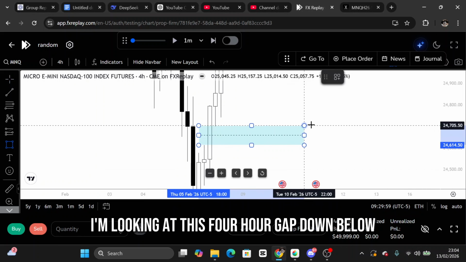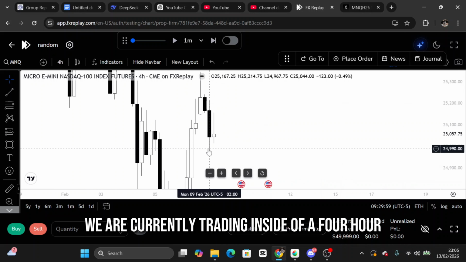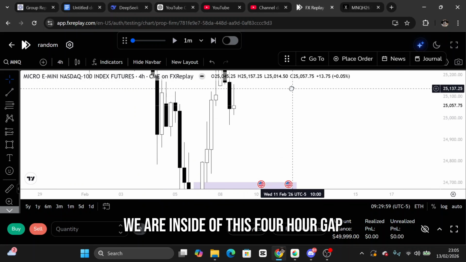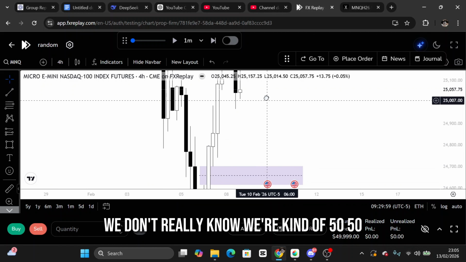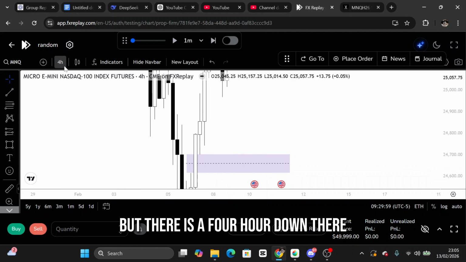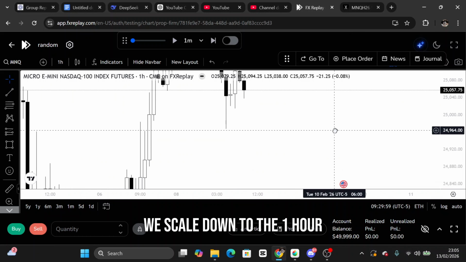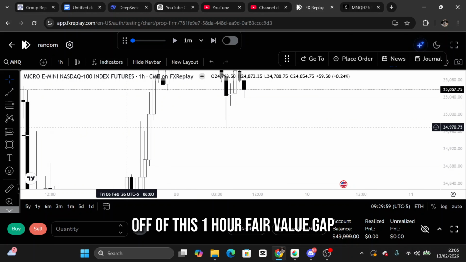So first of all, I'm looking at this 4-hour gap down below. We are currently trading inside of a 4-hour, but I'm not going to mark that out. Just bear it in mind, we are inside of this 4-hour gap, slightly rejecting it, slightly not. We don't really know what kind of 50-50, but there is a 4-hour down there. If we scale down to the 1-hour as well, as you can see, we've reacted bullish off of this 1-hour fair value gap.